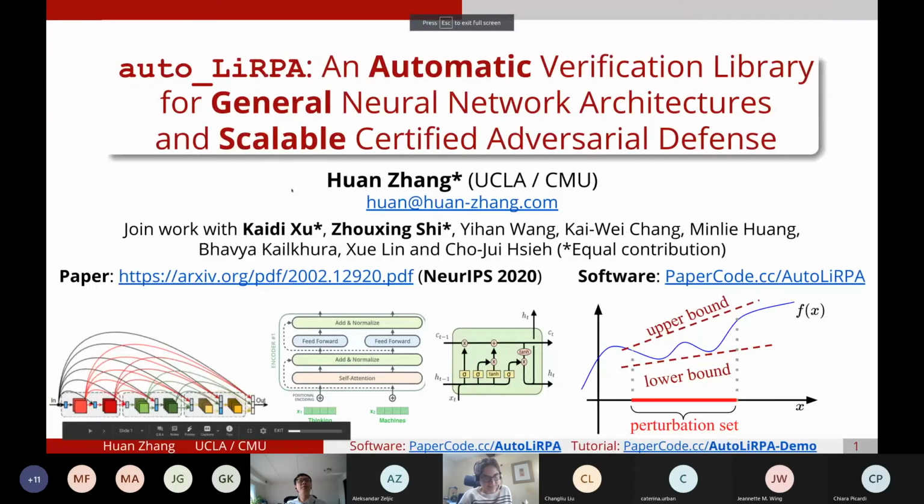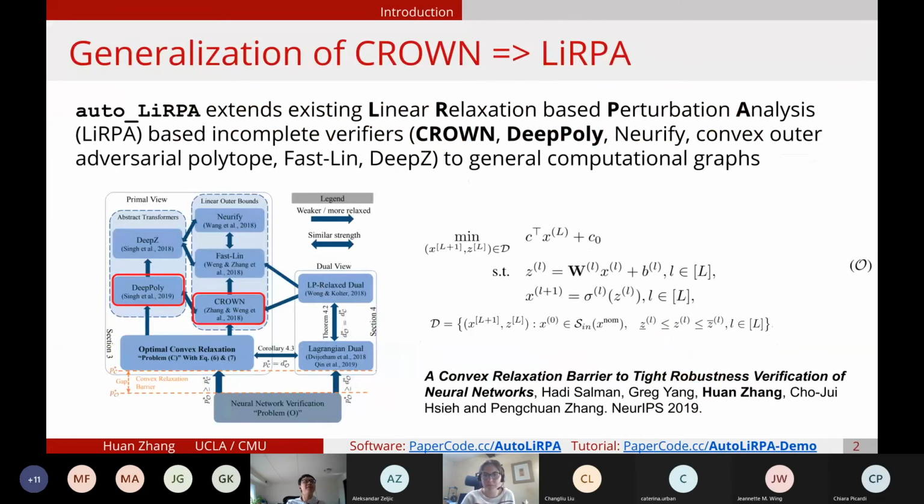Okay, cool. So in my presentation, I talked about AutoLiRPA, our automatic verification library for general neural networks and scalable certified defense. AutoLiRPA basically extends existing linear relaxation-based perturbation analysis algorithms. This includes a large number of existing verifiers like CROWN and DeepPoly. In our previous work, we showed that under the same optimization framework, you can rederive all those verification methods. Especially CROWN and DeepPoly are mathematically equivalent. If you run the two verifiers, you get the same results up to numerical errors.